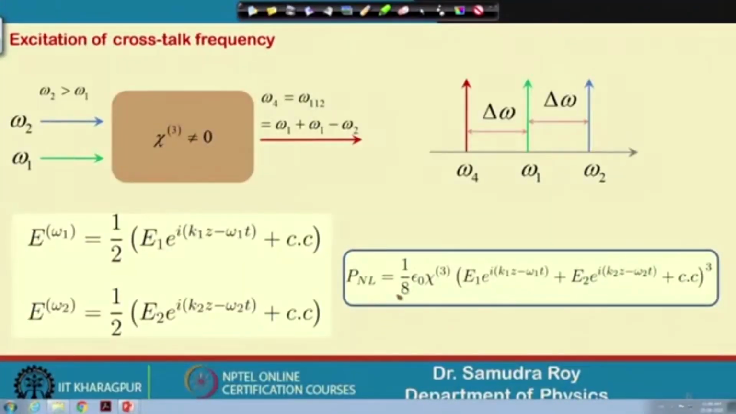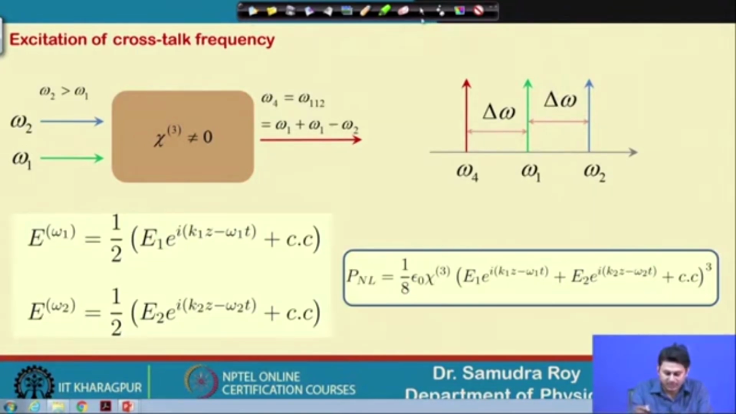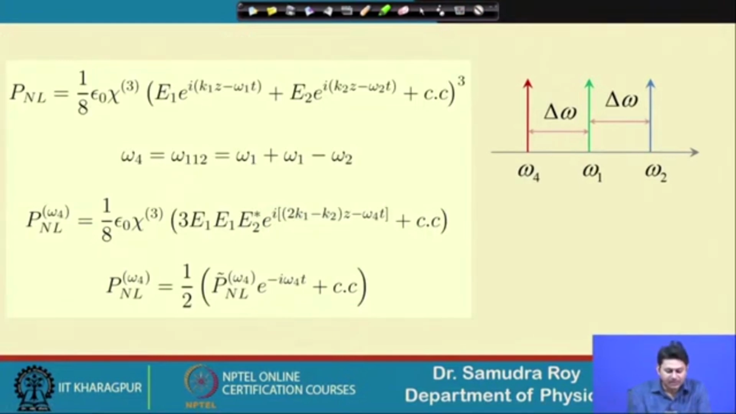It should be simply 1 divided by 8, because I know P nonlinear, several times we are using this expression. P nonlinear is epsilon 0 chi 3, then E total cubed. We know E total cubed means E omega 1 plus E omega 2, cubed, because E total means the total electric field that we have inside the system. Here we have E1 and E2, this is the source term, and cube of that in order to generate omega 4. My P nonlinear is something like this. This half term, when I cube it, we have 1 by 8, and it will be 1 by 8 epsilon 0 chi 3 and the cube of the rest of the term associated with the electric fields. So, now P nonlinear is this.